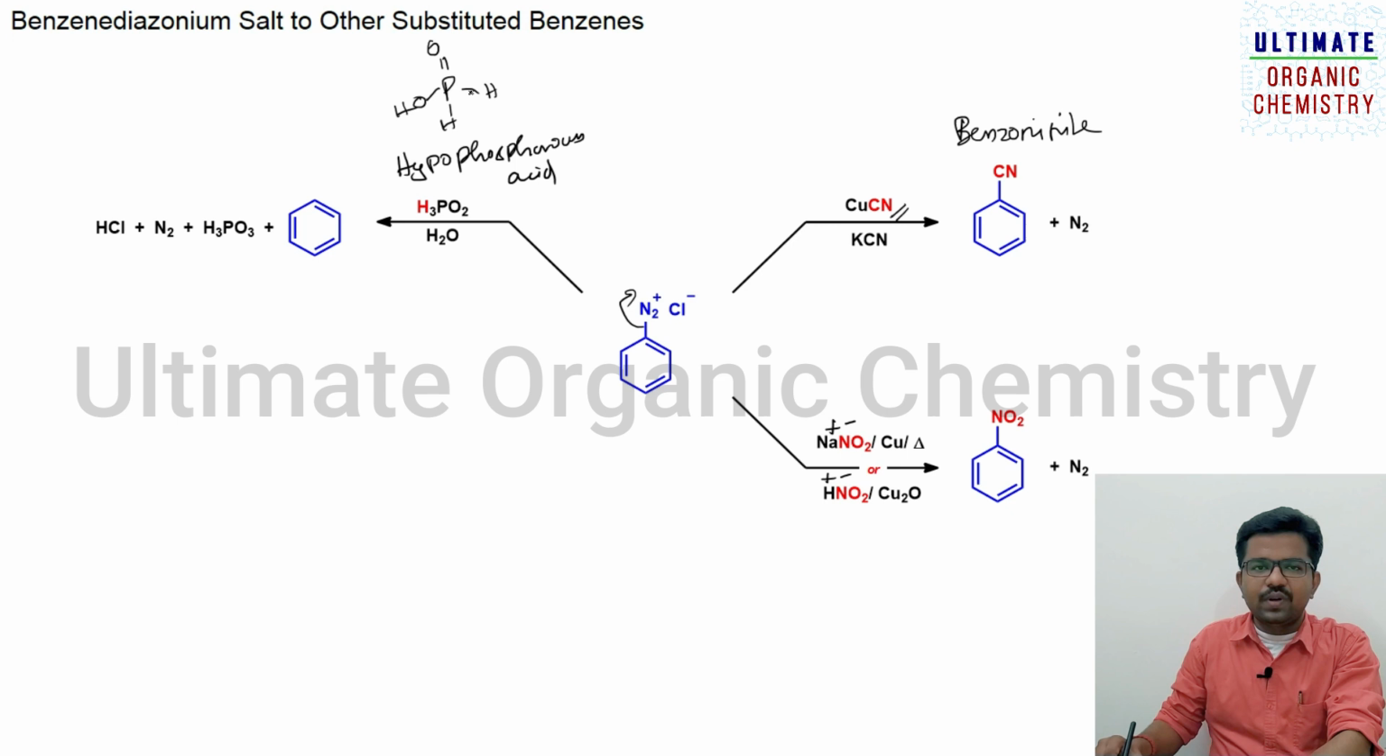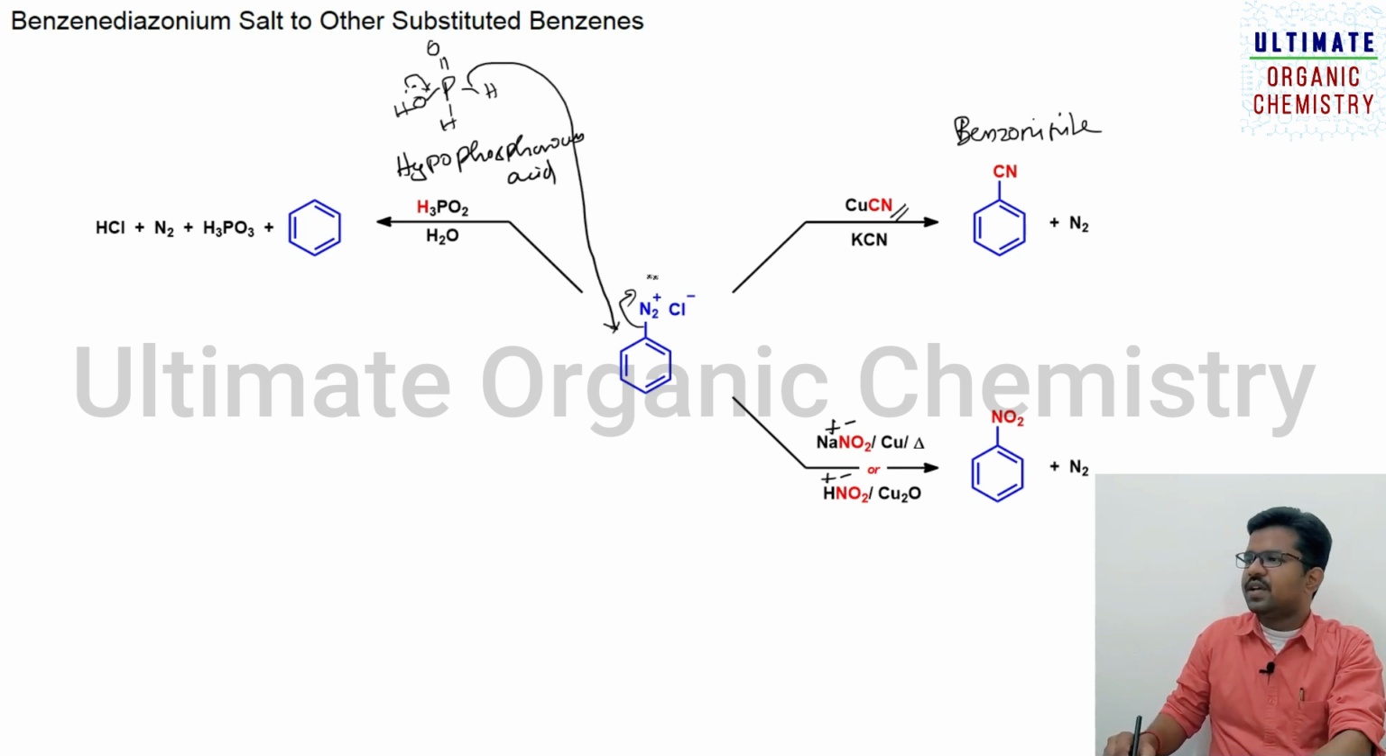Hypophosphorus acid is a very good reducing agent. During the course of the reaction, this electron pushes towards the phosphorus atom. This H minus will attack here, so this part will be leaving, and hydrogen will be added here. This can be written, or if not written also no problem, because this is a benzene system only.